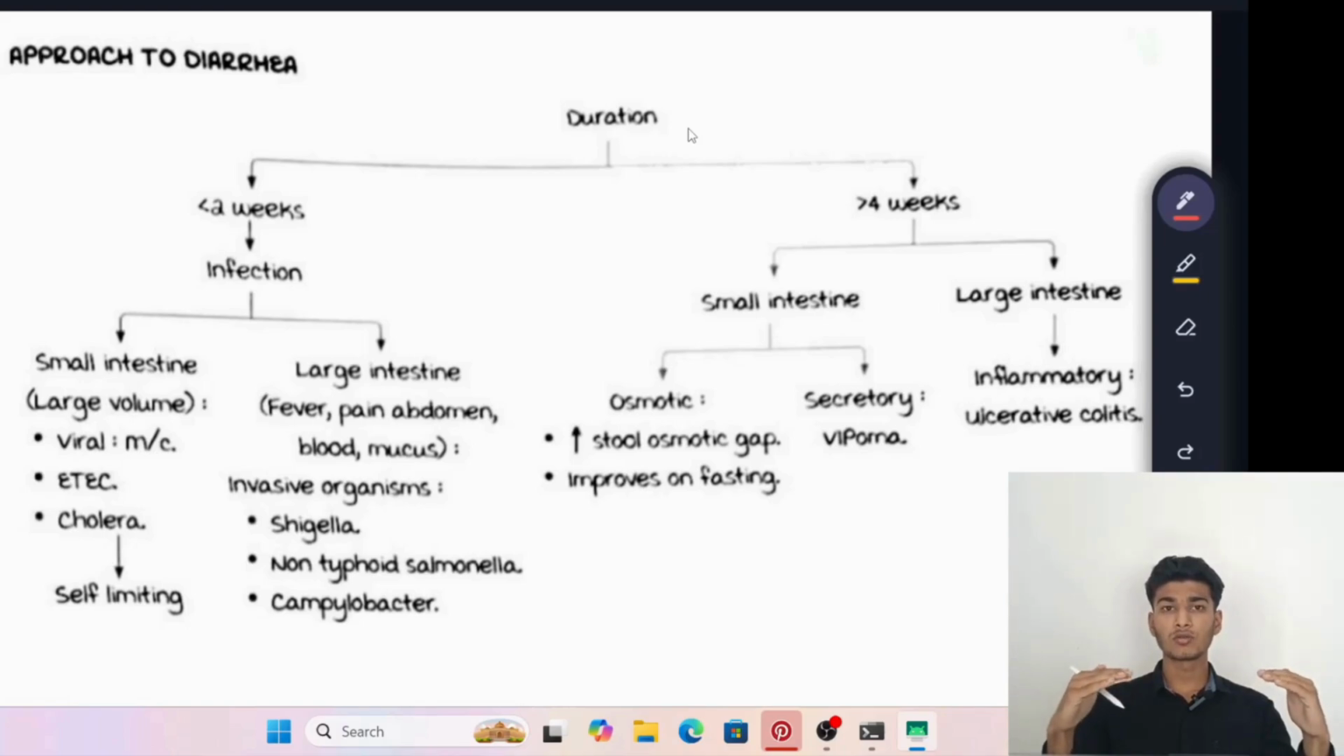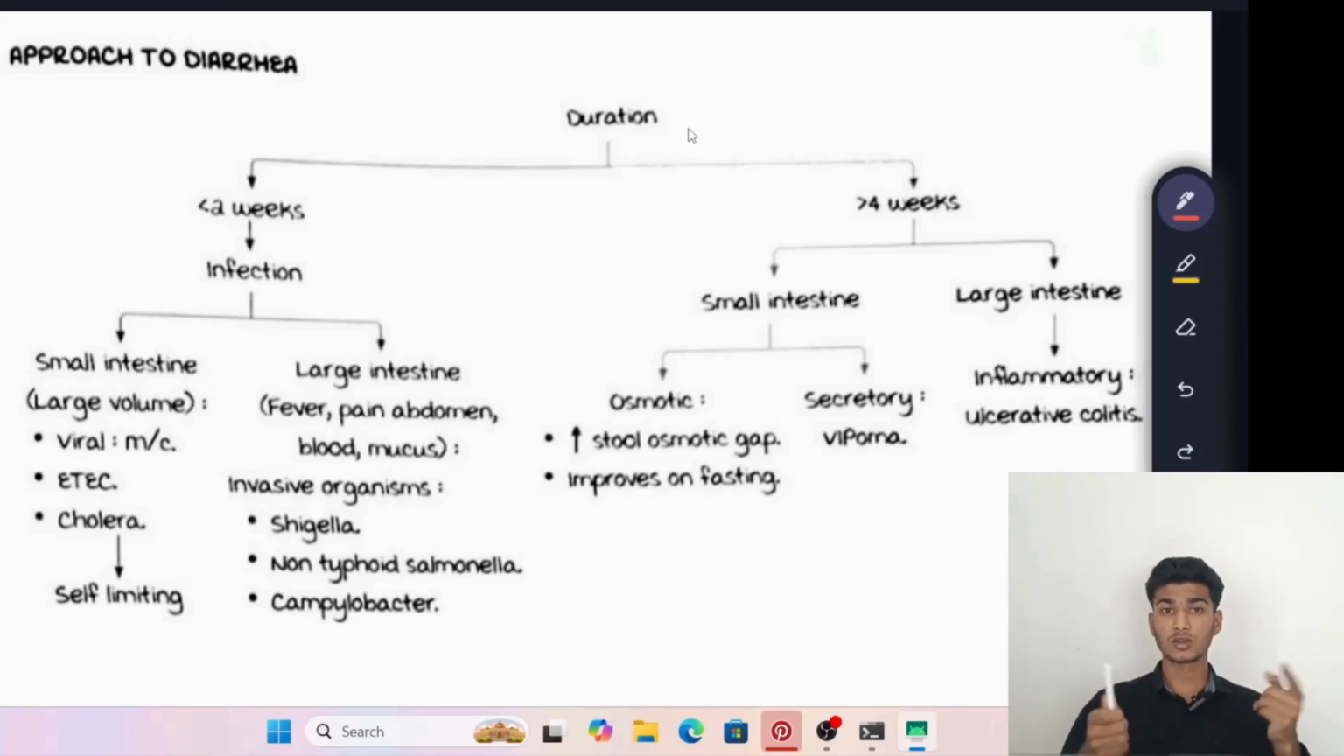Now, what question should you ask? Okay, it is infectious, that is confirmed, but is it in the small intestine or large intestine? So the next question you will ask is, what are the findings inside your stool? Do you find pus? Do you find mucus? Do you find blood inside your stool?